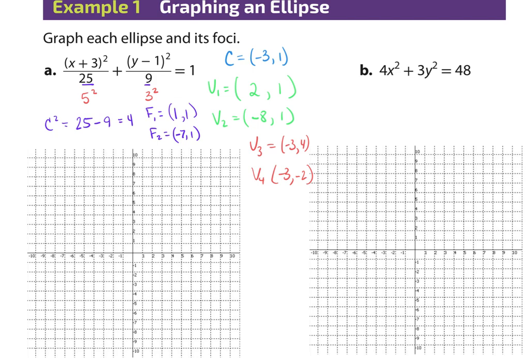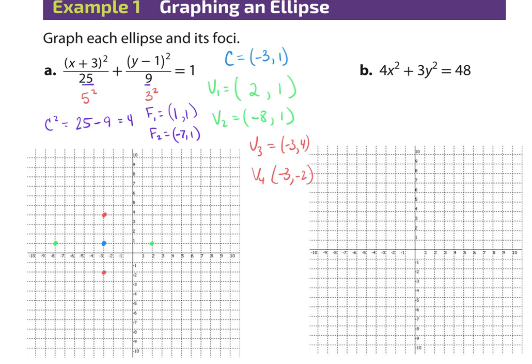I'm going to start at my center. My center is -3, 1. All right? My major vertices happen at 2, 1 and at -8, 1. My minor vertices happen at -3, 4 and -3, -2. And you can see that we're starting to form what will look like an oval, right?